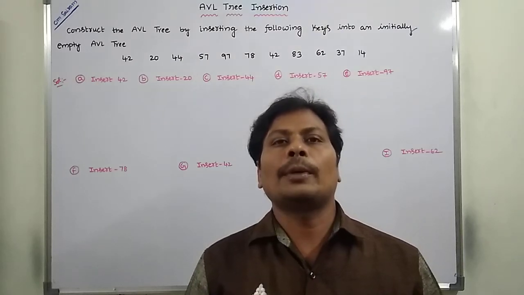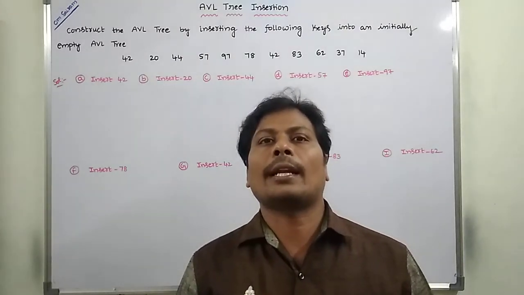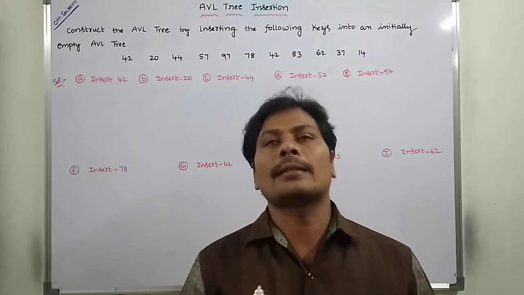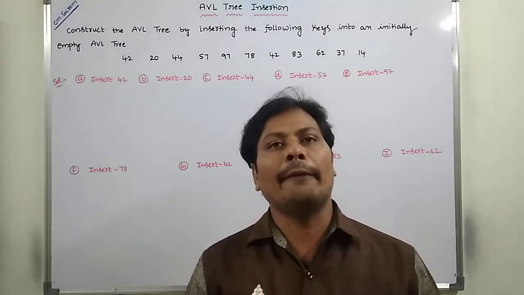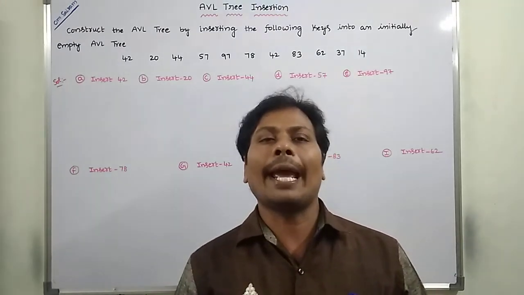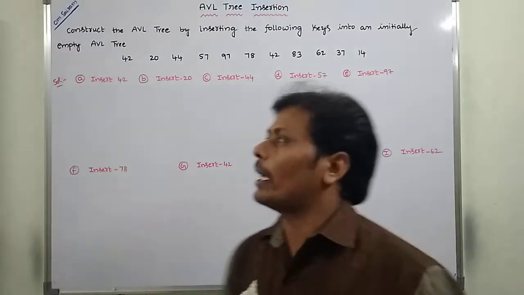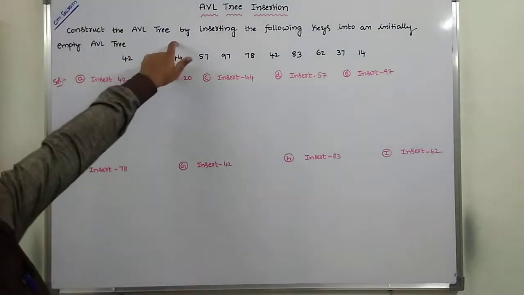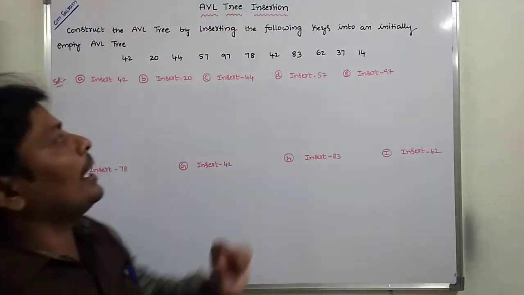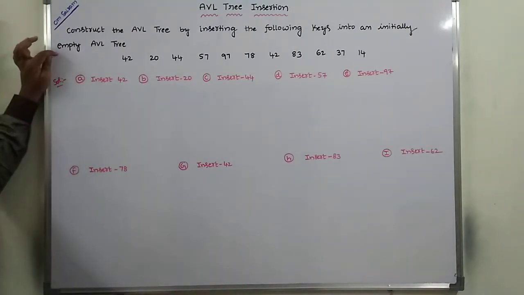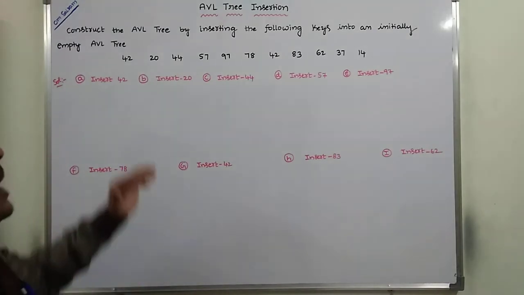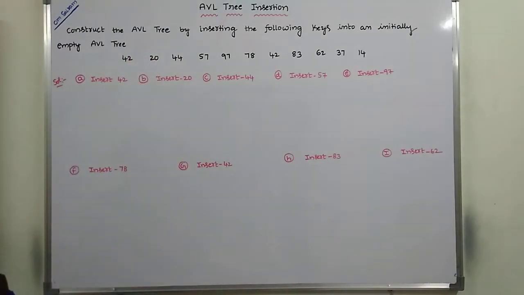Hi friends, today I am giving a lecture on how to insert the given elements into an empty AVL tree with one example problem. Okay, so this is the example problem. Construct the AVL tree by inserting the following keys into an initial empty AVL tree. So these are the elements that we want to insert into an empty AVL tree.